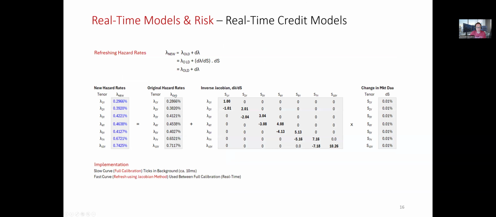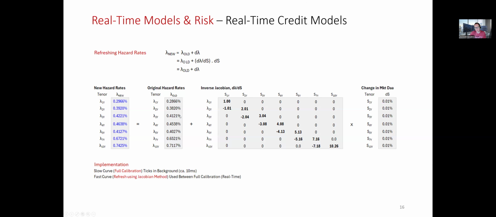Now, once you know these hazard rates over time, if you want to refresh the hazard curve in real time, perhaps your credit model isn't as fast as you'd like it to be and you want to accelerate it. What can you do? You build your hazard curve once, and you know your original hazard rates, lambda. Then the inverse Jacobian will tell you how your hazard rates change as market data par spreads change. So we have our inverse Jacobian, which is this diagonal looking matrix. We multiply it by the market data. That will tell you how the hazard curve has changed, and you add it onto your original curve, and that will give you your new hazard rates.